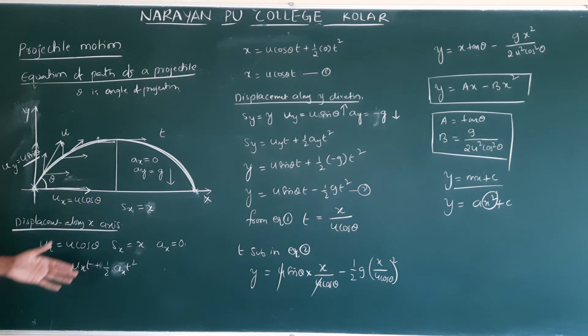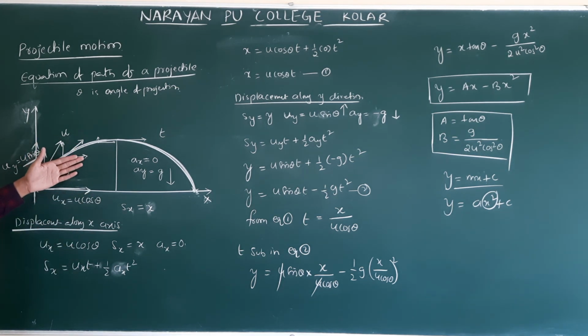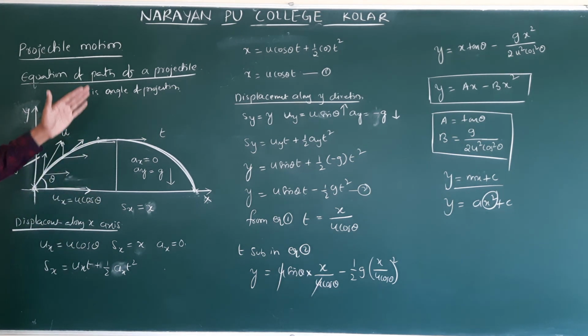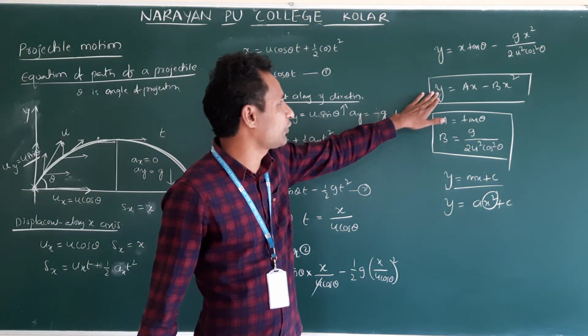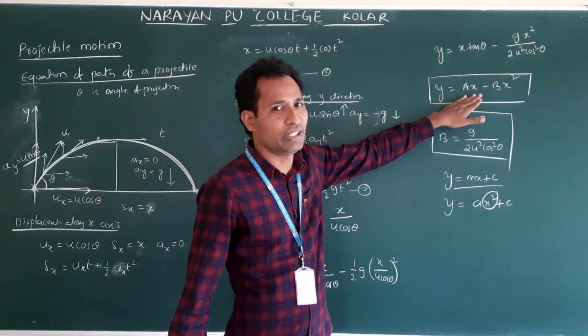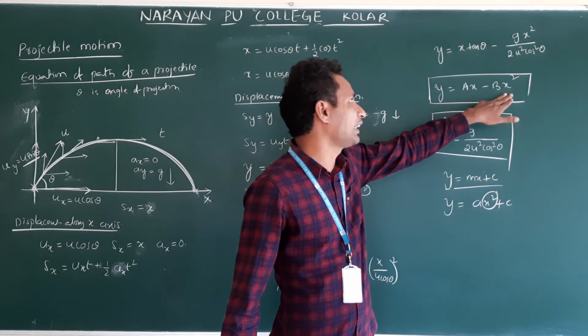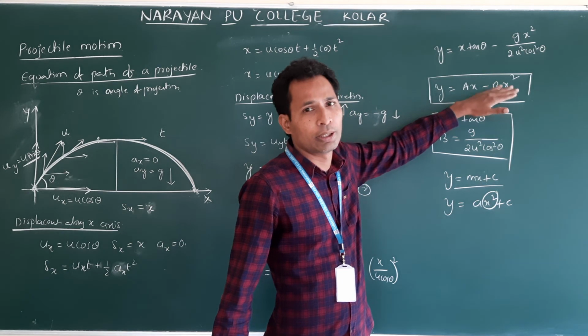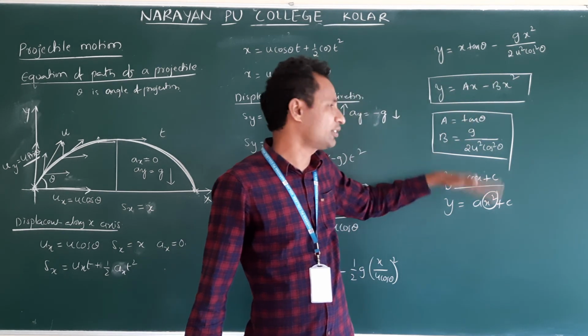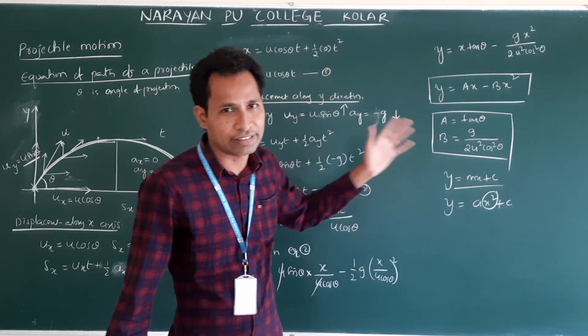We do have a question like this: show that the path of the projectile is a parabola. Then what do you do? You have to follow this method. Finally, we will get the equation y is equal to ax minus bx square. This equation contains power 2. According to maths, this equation shows a parabola. So, hence proved. You can write like that.